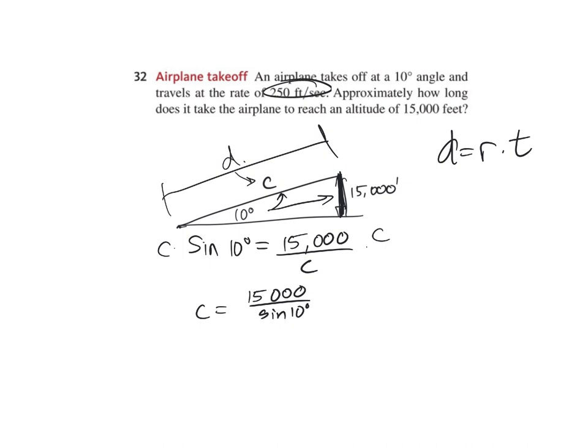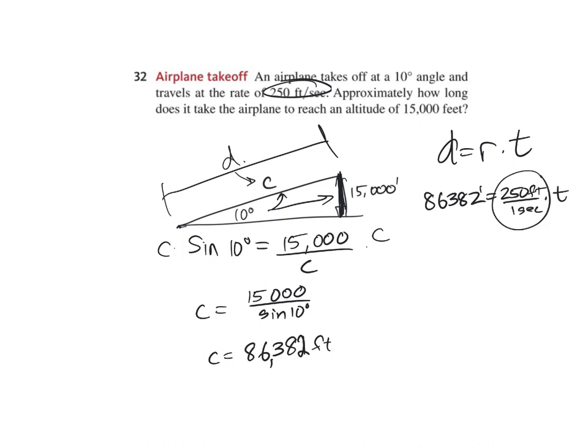So 15,000 on your calculator divided by the sine of 10, and we get the total distance is going to be 86,381 or 82 feet if we round up. Now that's your D. So we're going to put it in our formula. 86,382 is equal to our rate, 250 feet per 1 second, times the time. I don't know how long it takes, so this is how we do it.